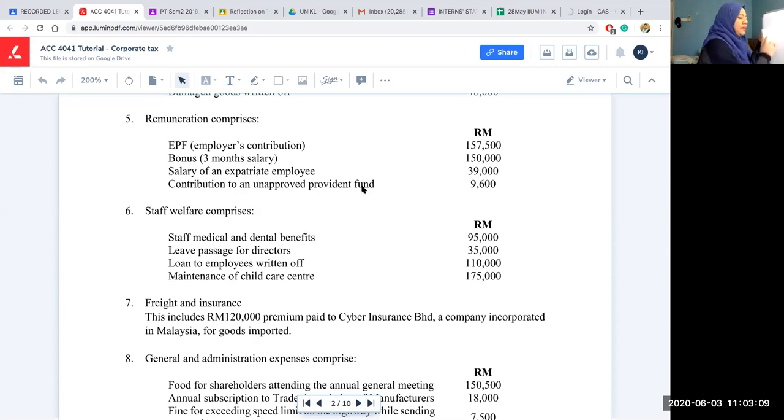When we talk about remuneration, the law says that salary is a remuneration, right? You have bonus. And in this case, you also have salary of an expatriate employee. Okay, EPF is only paid to a Malaysian.